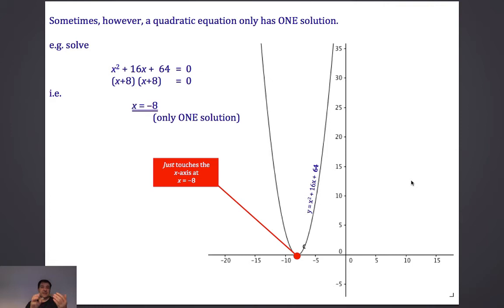And that manifests itself on the graph by the fact that the graph just touches the x-axis at a point and then comes back up again. So where it's only got one solution, it's only just touching the x-axis at one point. And that point, x equals minus 8, corresponds to the solution of the equation when you equate it to 0.